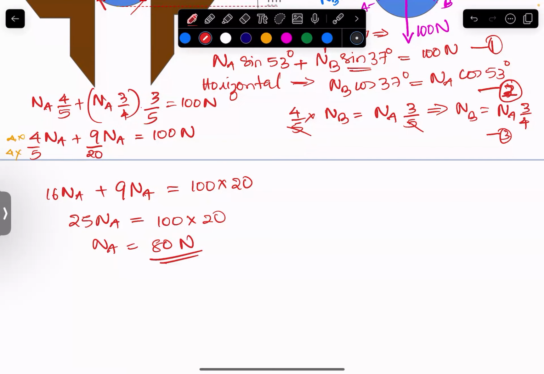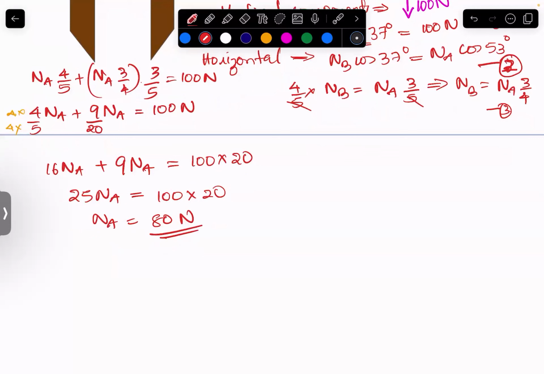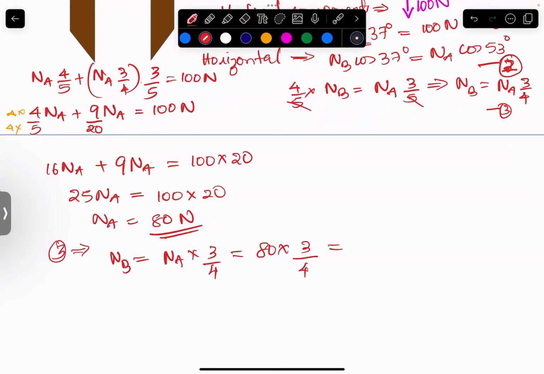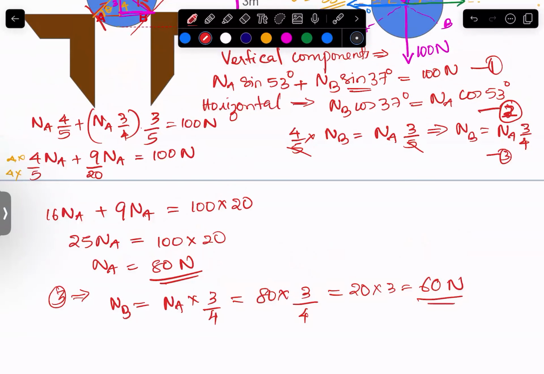So if you found Na, then you can find Nb. From equation 3, Nb equals Na times 3 by 4, that is equal to 80 times 3 by 4. 80 divided by 4 is 20, so 20 times 3 equals 60 Newton. So these are the reaction forces. I hope you understood this problem, like how to find the solution.